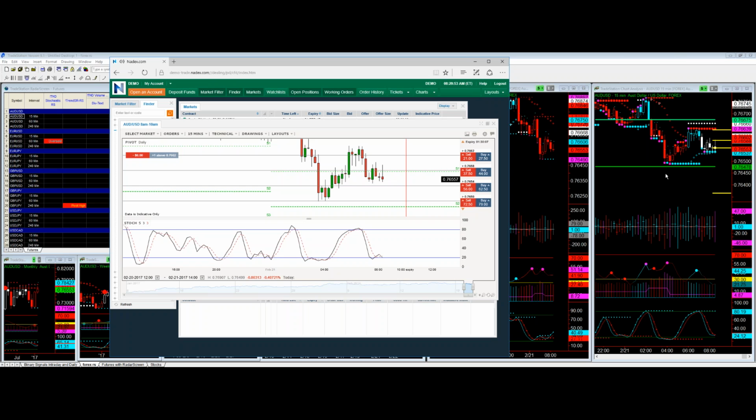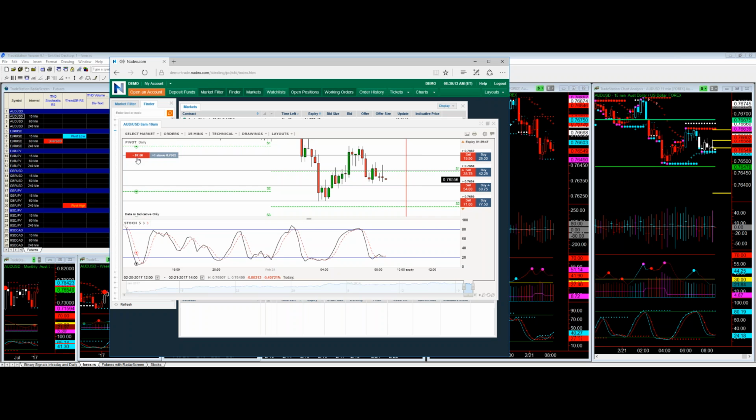And I really don't like the way this bar is closing. I don't want it to close on the downside. I want it to close up, but we'll have to wait and see. See how you got two closes exactly the same. I don't particularly like this.